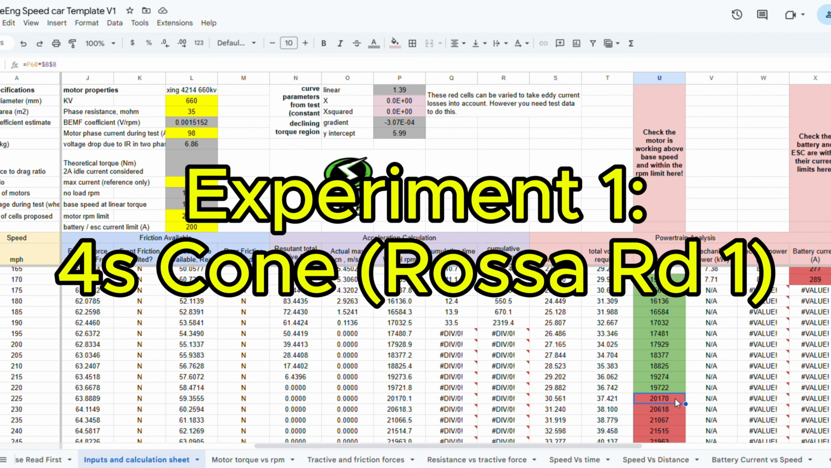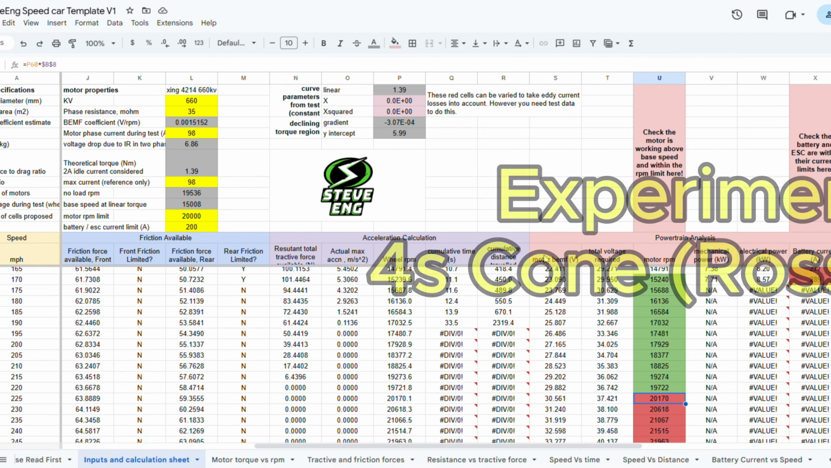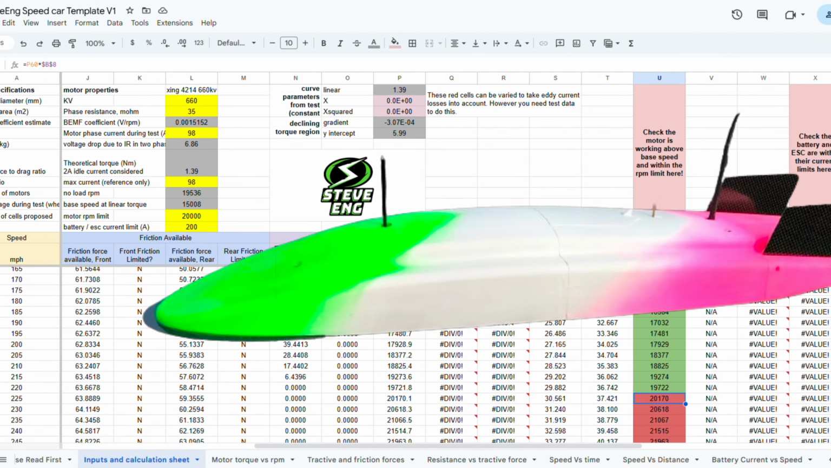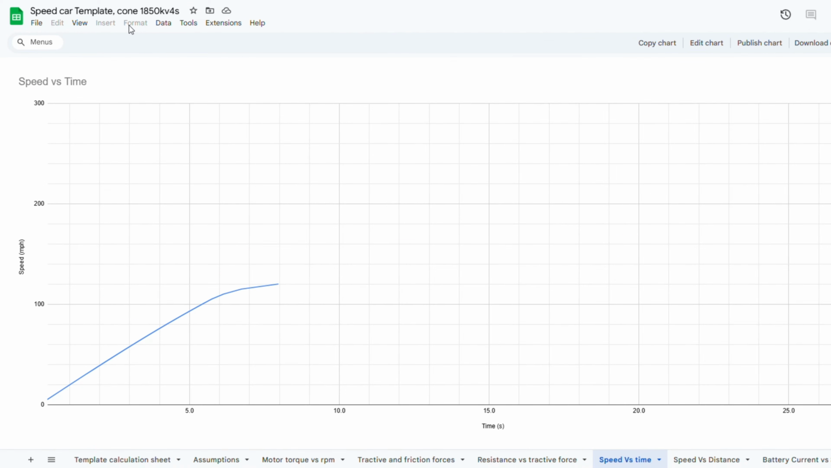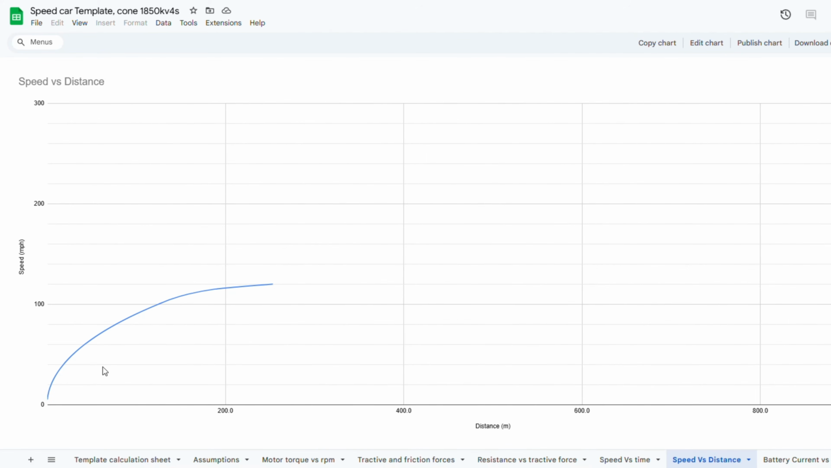So you're probably wondering, does this actually agree with real life? Well, I put in the values for my Cone speed car that I ran at Rossa Round 1 and Rossa Round 3 last year. Well, it's actually the Round 1 version because it's got the 1850 kV motors. And this is the speed versus time plot. Speed versus distance is this plot, and it thinks I can get a maximum speed of about 120 miles an hour with it, absolutely topped out. And I did actually achieve a speed of 107 miles an hour with this car, so not that different from what this is predicting.